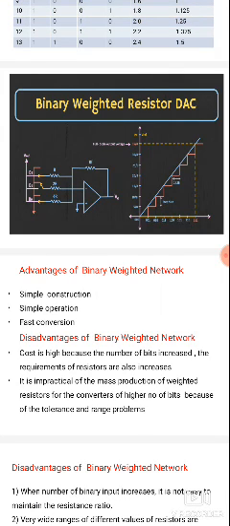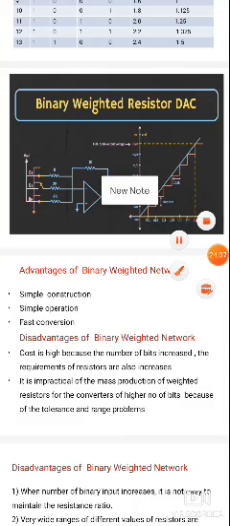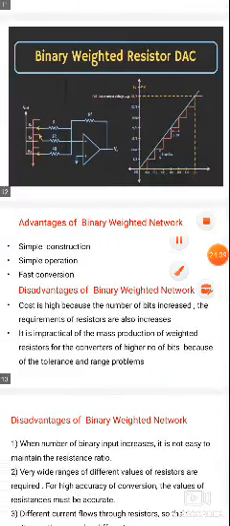Next condition, step size will be increased. 101. These are the different binary input combinations: 001, 010, 011. That is nothing but different digital inputs. Different digital inputs will be converted into various analog voltages.